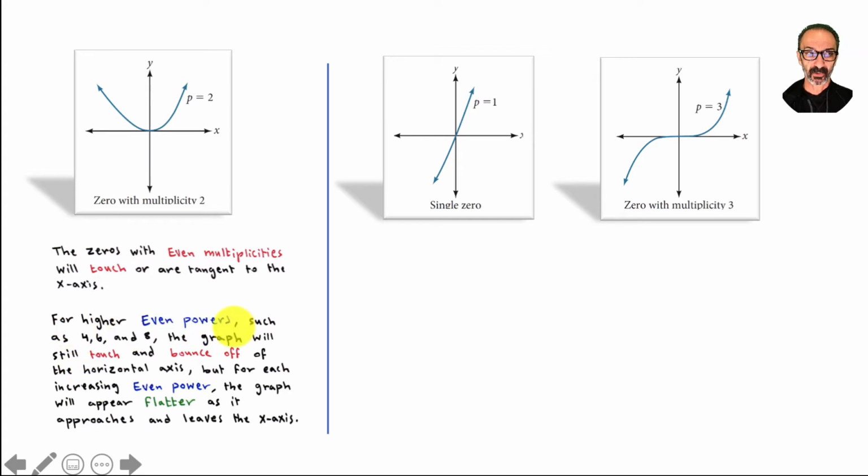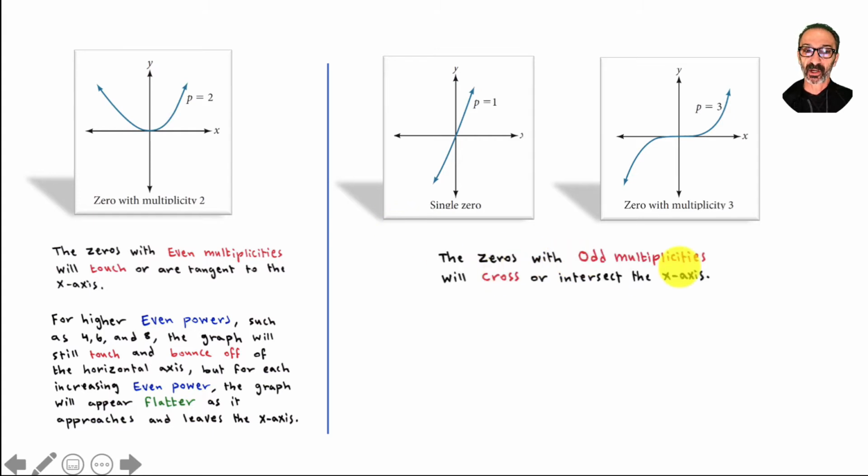For higher even powers, like when you go x to the second, x to the fourth, x to the 12, and so on, this is what's going to happen. As 4, 6, and 8, the graph will still touch and bounce off the horizontal axis. In this case, it's the x-axis. But for each increasing even power, the graph will appear flatter as it approaches and leaves the x-axis. So right here, it's going to be like getting too close, almost touching it more than once, and goes back up.